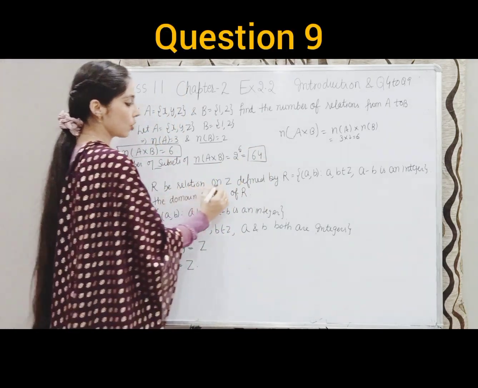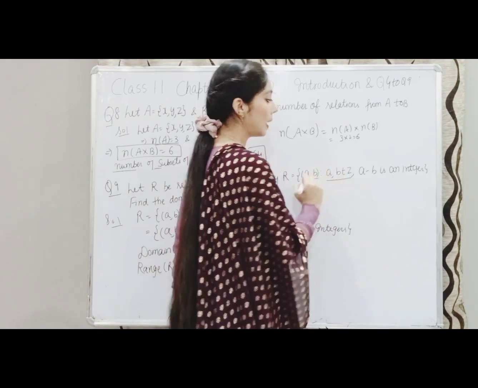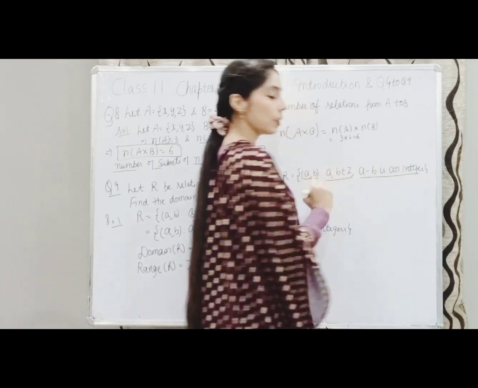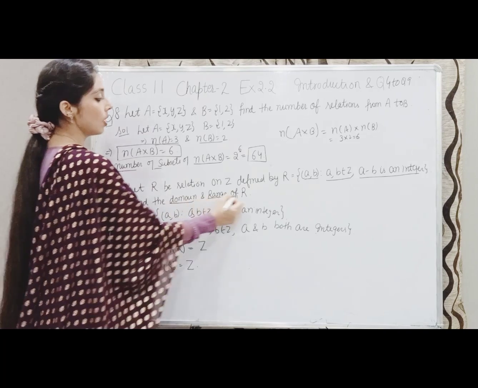Now question number 9. Let R be a relation on Z defined by R is equal to those ordered pairs such that both are integers and their difference is also an integer. We have to find the domain and range of R.